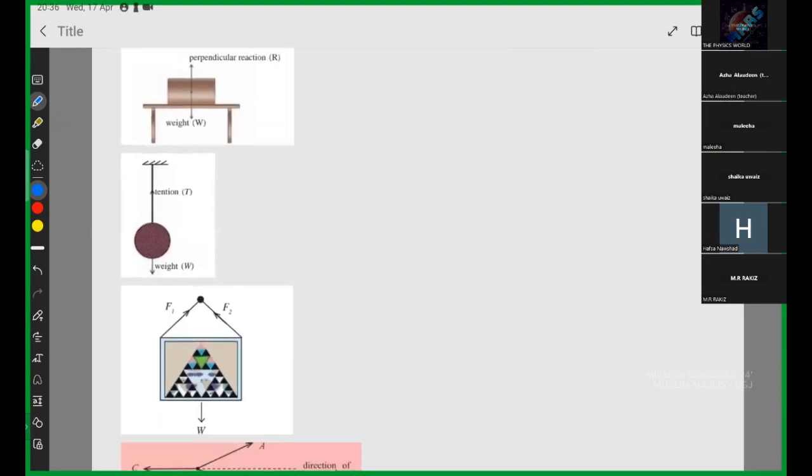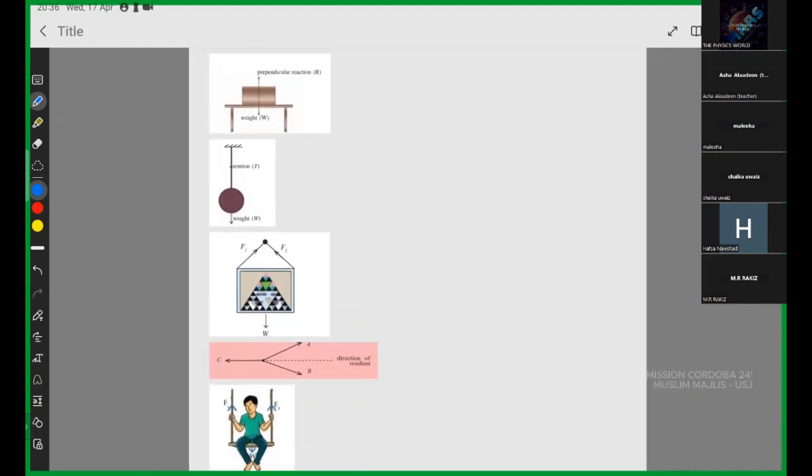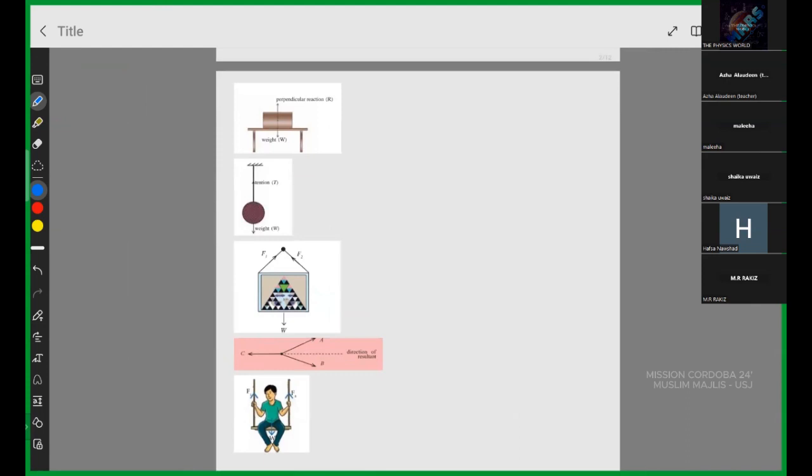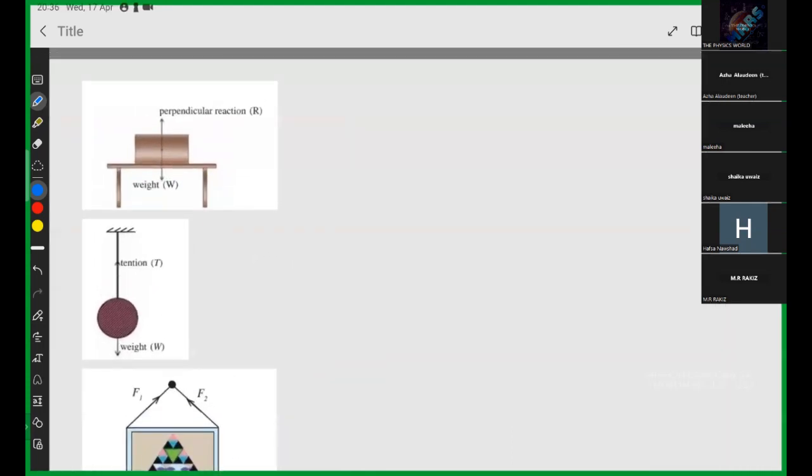So when you look at these diagrams, you can see that if you consider an object on a table, the weight of the object is coming down. You have the perpendicular force acting upwards. Tell me, what is the relationship between this weight and R? Weight and R, the reaction force, and the weight are equal.